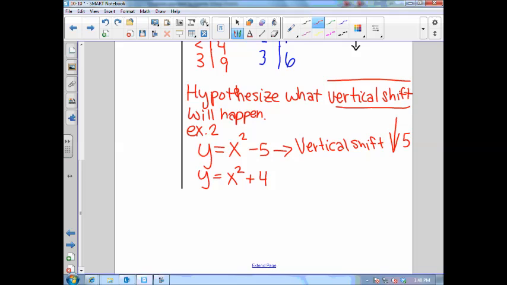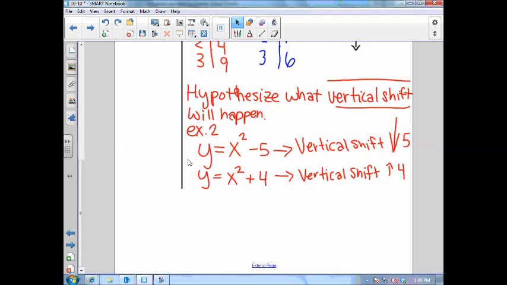Vertical shift, up 4. Good. Vertical shift, up 4. Okay, vertical shift up 4.